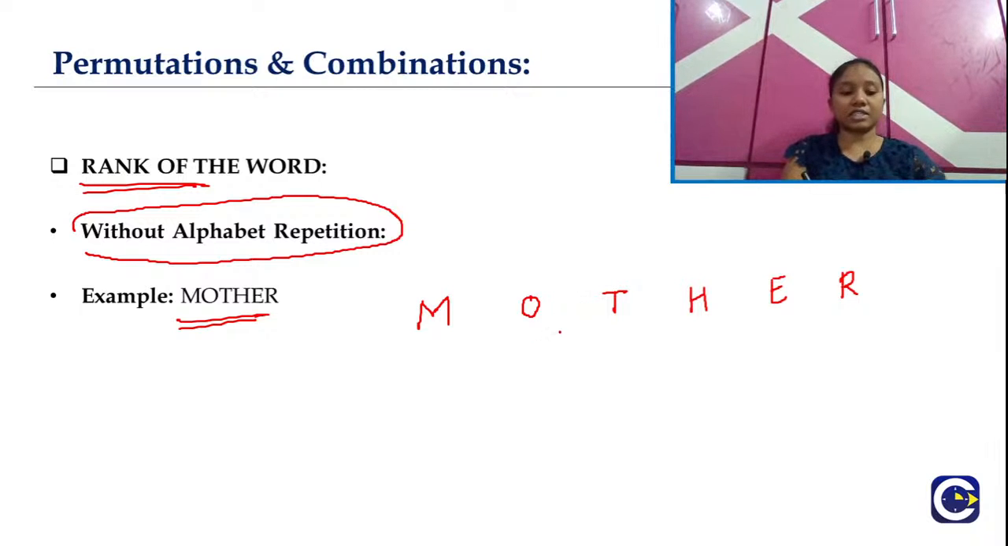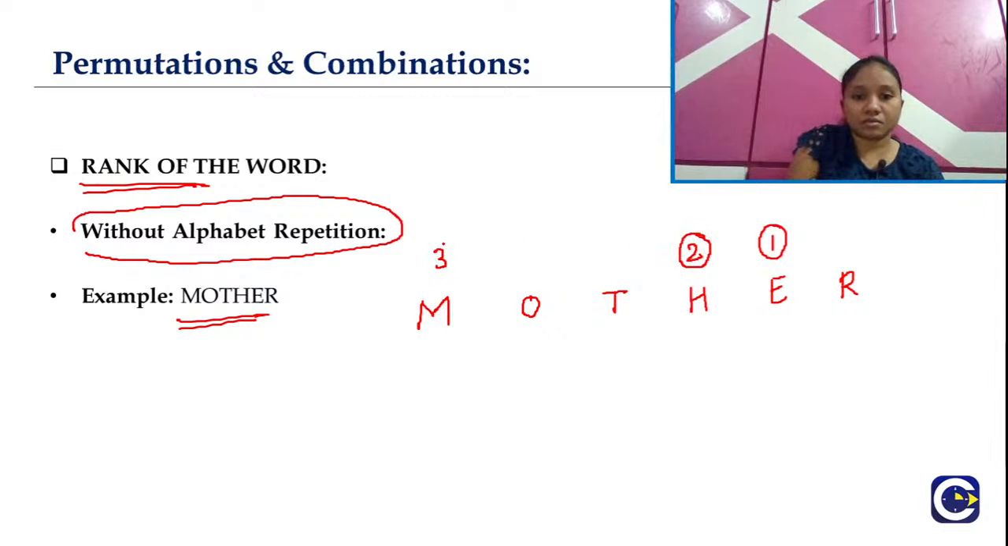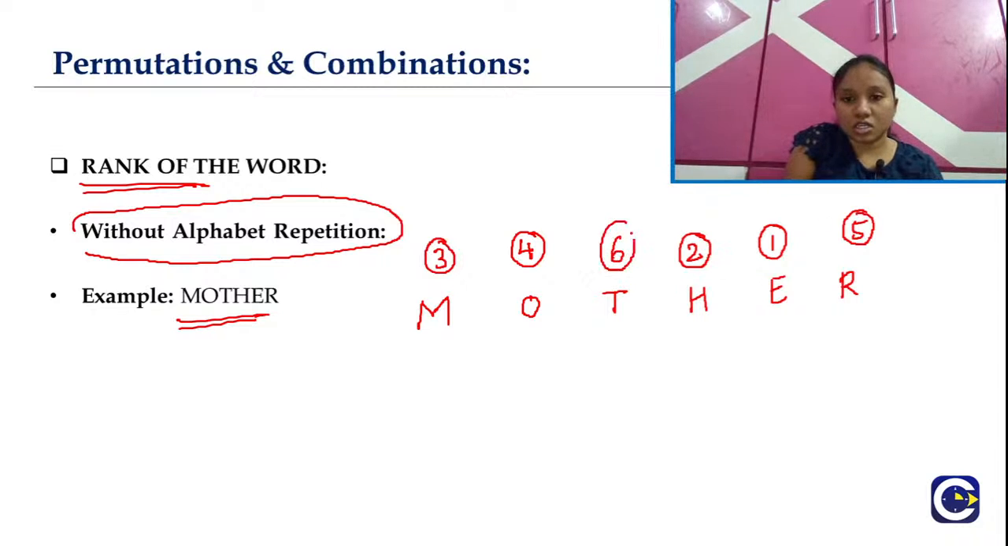So what is the first letter? E, H, M, O, R, and then T. So in the given word MOTHER, the alphabetical order is: E will be the first, then H the second, then M the third, O the fourth, R the fifth, and T the sixth.